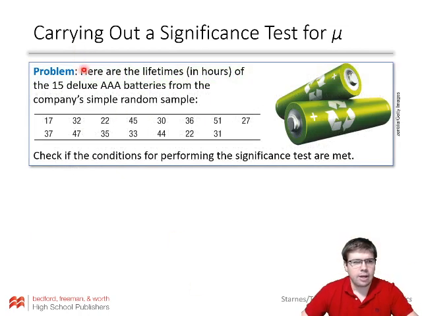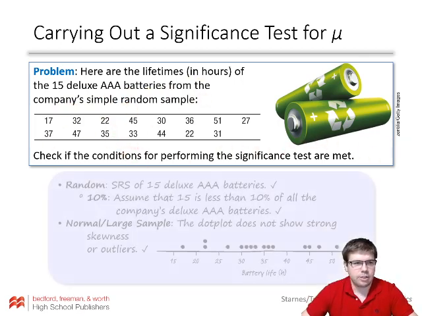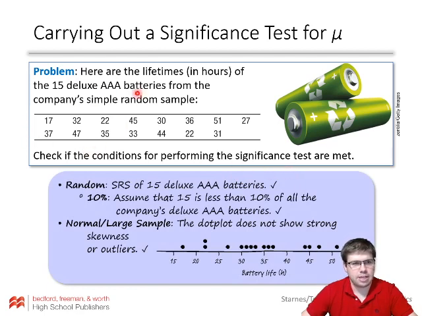All right, so example problem. Here are the lifetimes in hours of 15 deluxe AAA batteries from the company's simple random sample. Check if the conditions for performing a significance test are met. So random, check. These were a random sample. 10%, we'll assume that there are more than 150 batteries. And then normal/large: we don't have a large sample. We're at 15, we're below that. We're not told that the population distribution of lifetimes is normal.